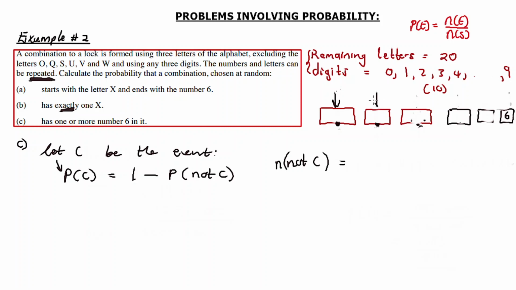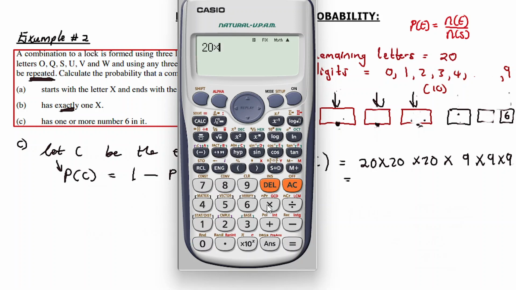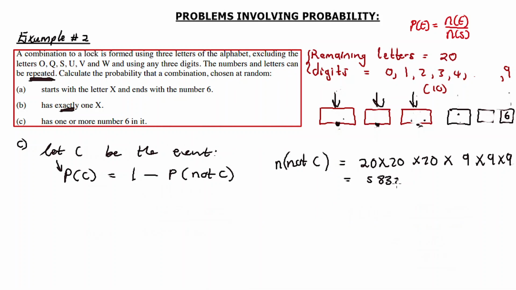The combination for the letters was about 20 times 20 times 20. I have 20 options, 20 options, 20 options. For the digits, if 6 is not present, it means that we have 9 times 9 times 9. The 6 is not there, because it's not C. So this is equal to 20 times 20 times 20 times 9 times 9 times 9, which is 5,832,000. So this is the case where not C is taking place.